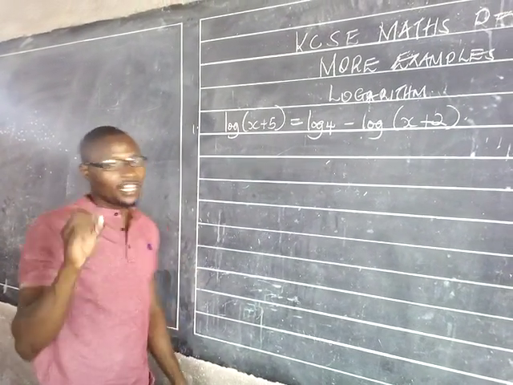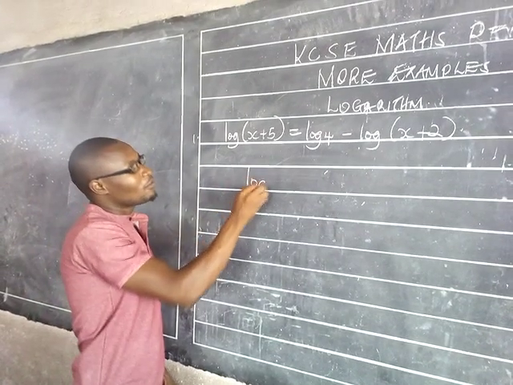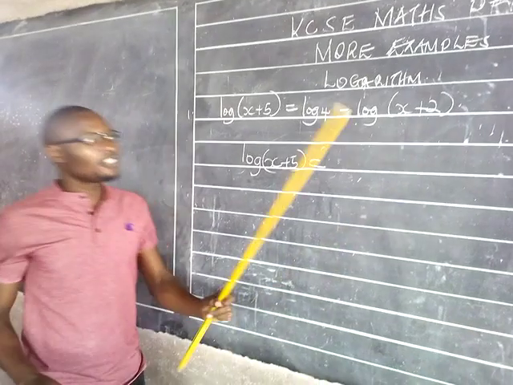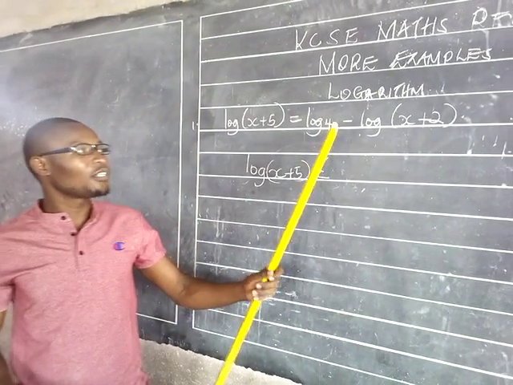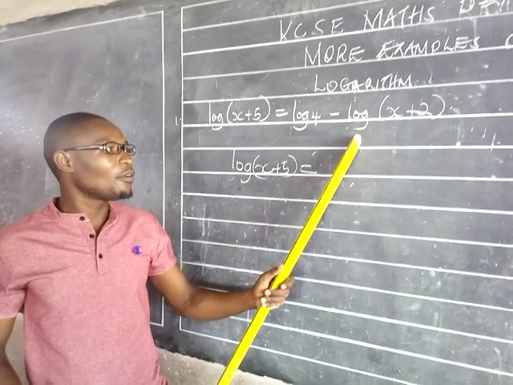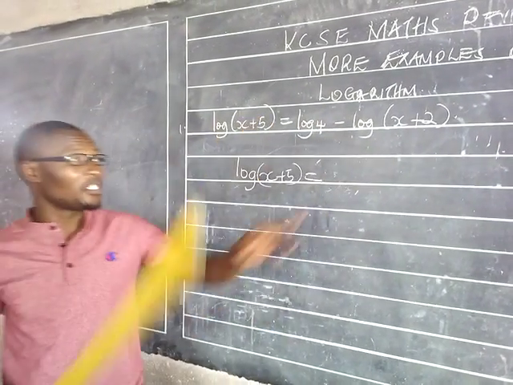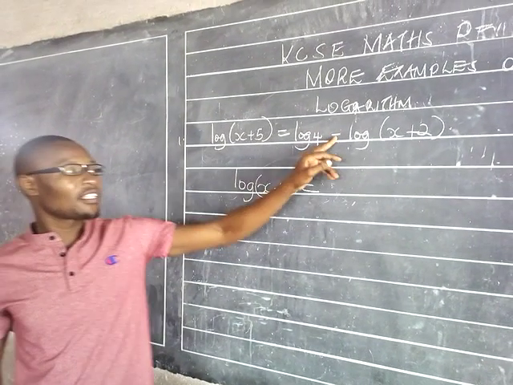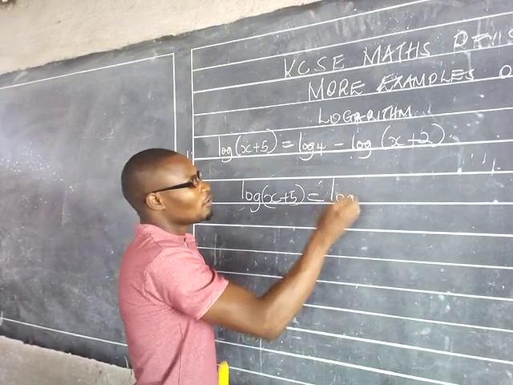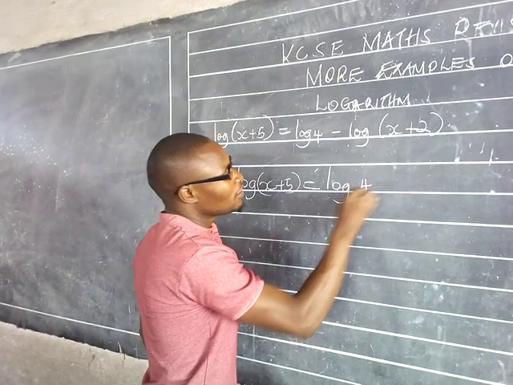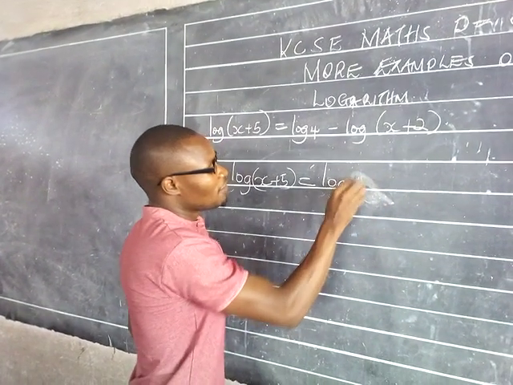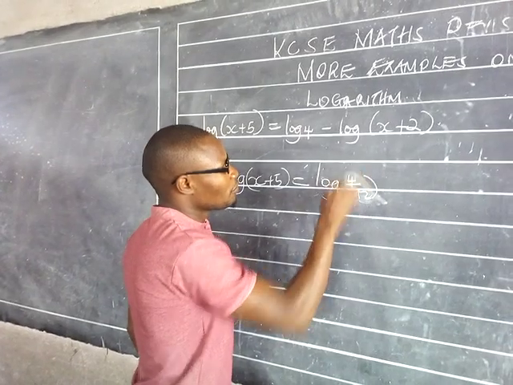Based on the laws that we had learned previously, we have log of x plus 5 being equals to. So when we are looking at the laws of logarithm, we noted that when we are subtracting the logs and the bases are the same, or when the bases are not there, we assume the bases to be 10, and if you are subtracting the logs, we divide the indices. So I will have log of 4 divided by x plus 2.